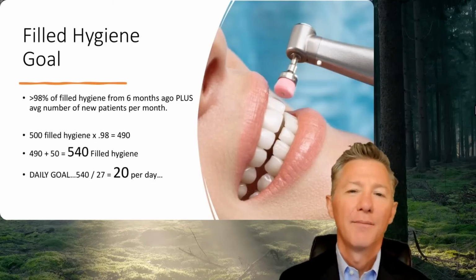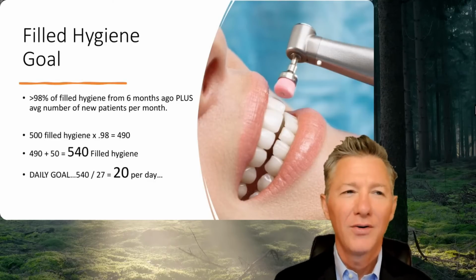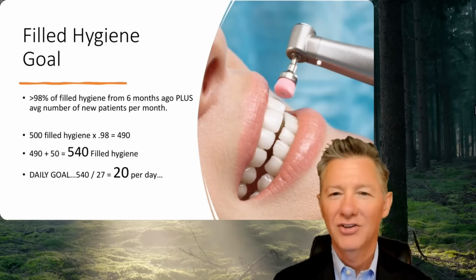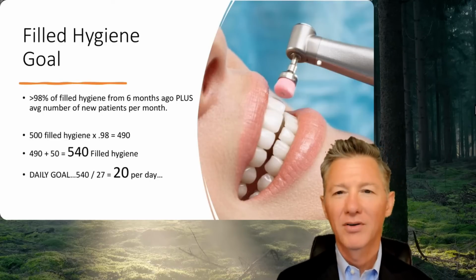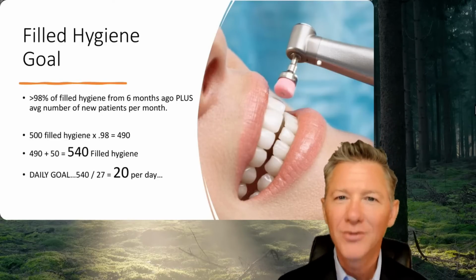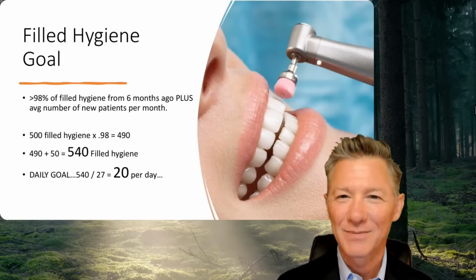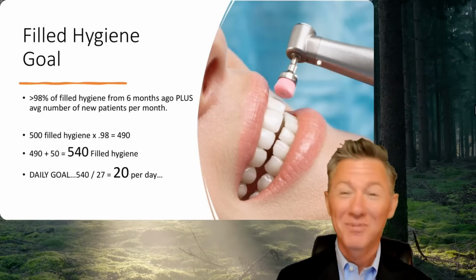All right, so my filled hygiene goal. How do I come up with a filled hygiene goal? I know there's a lot of different methods of coming up with filled hygiene goals. I have some clients who just want to do 10% better than they did last month. And my rebuttal to that is, well, what does this month have to do with last month? If they saw, let's say, 500 filled hygiene last month, this month we're going to do 550, 10% more.